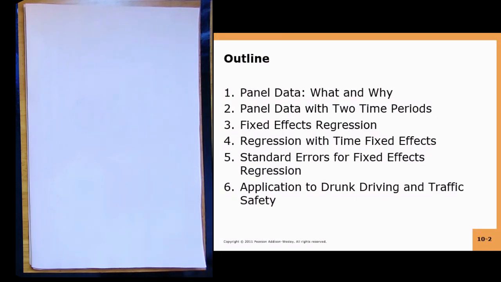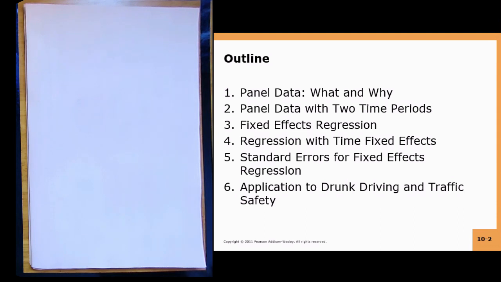First, we will discuss what panel data is and why it is useful. Then we will talk about panel data with two time periods. And then we will talk about something called fixed effects regression, or also entity fixed effects regression. Then we will talk about regression with time fixed effects. And finally, we will talk about standard errors, and we will discuss a particular application. And as before, in this course, we will explain the whole idea of panel data using this particular application.